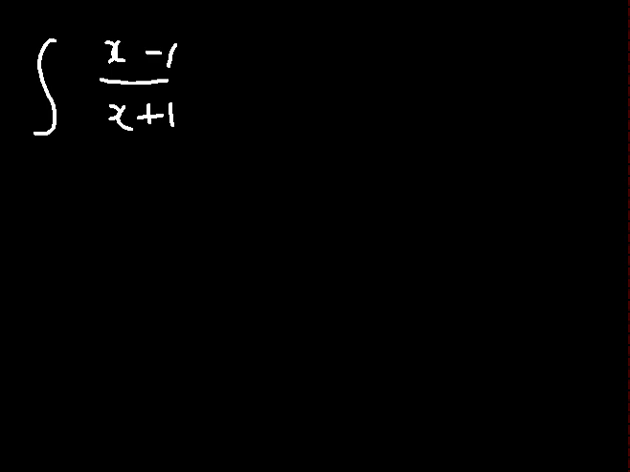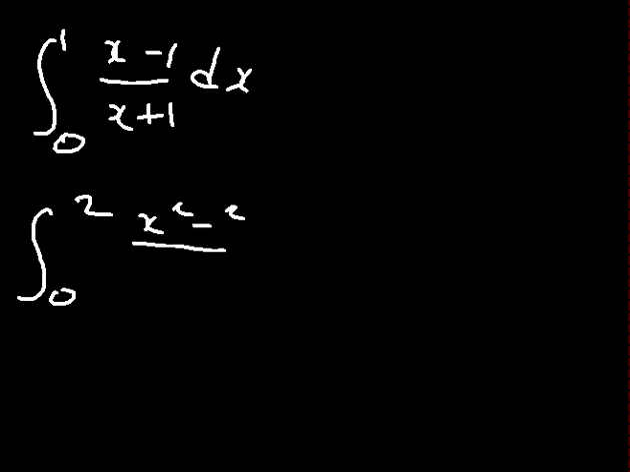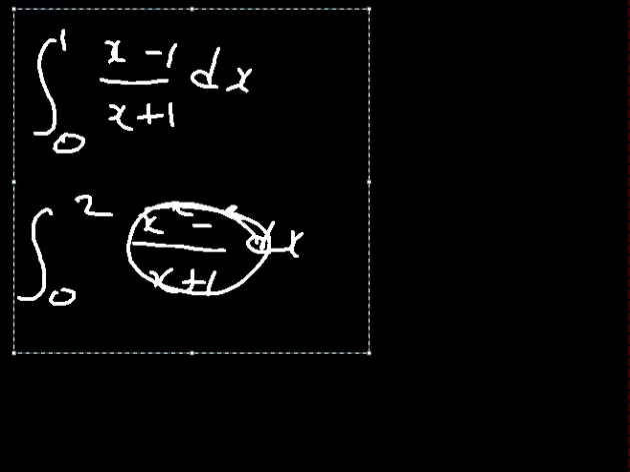And what if it is a definite integral? You should have it from 0 to, let's say, 3. So it should be 0 to 1 instead. You should have that one. And what if we have the integral from 0 to 2 of x squared minus 2 over x plus 1 dx? So try to work these kinds of definite integrals, using the same principle.